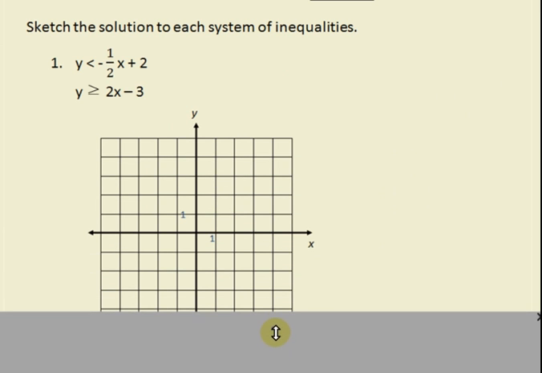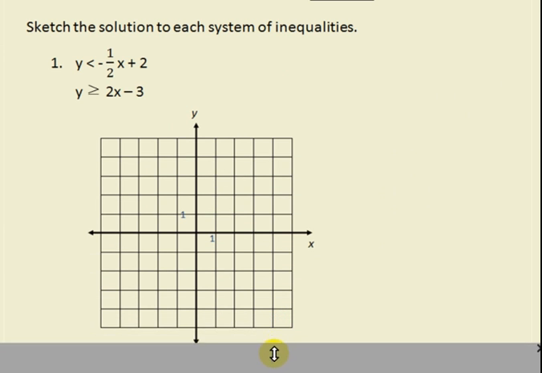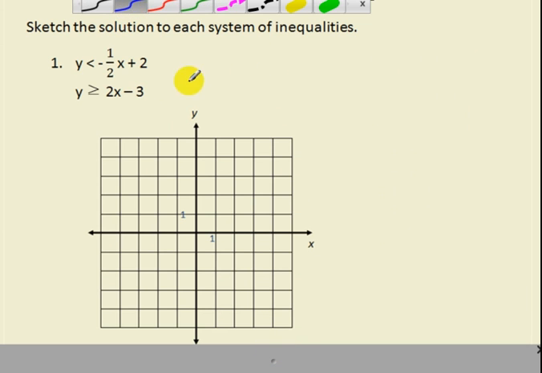Notice the directions say, sketch the solution to each system of inequalities. So if we look at our first graph, we have y less than negative 1/2 x plus 2. So we have a y-intercept of 2, and we have a slope of negative 1/2. So we can go either up 1 and to the left 2, or down 1 and to the right 2. And then we notice that this y cannot be equal to negative 1/2 x plus 2, and so we're going to draw a dashed line.